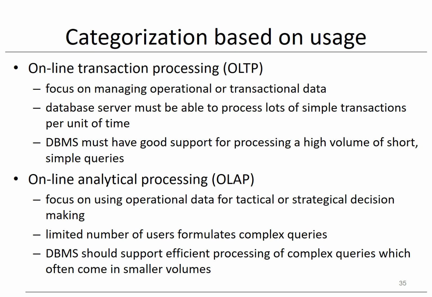DBMSs can also be characterized based on usage. Online transaction processing, or OLTP DBMSs, focus on managing operational or transactional data. Think of a point of sale, POS, application in a supermarket, where data about each purchase transaction, such as the customer information, products purchased, the prices paid, the location of the purchase, and the timing of the purchase, needs to be stored.